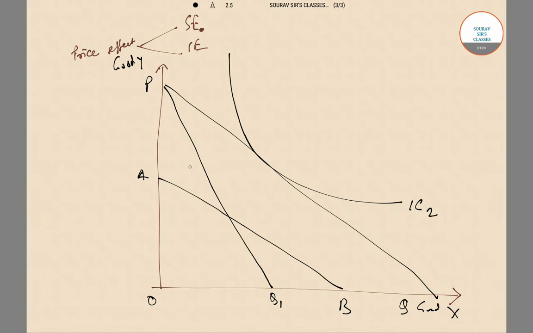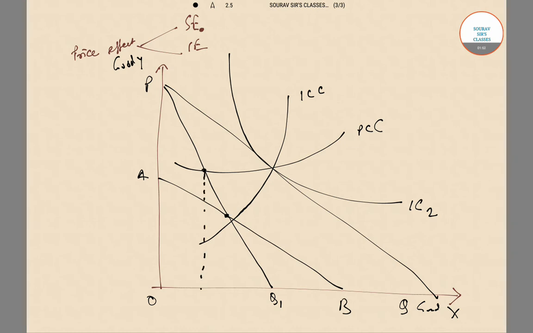Now this intersection point is nothing but going by this, which is the PCC, and now here is another curve which is ICC, or income consumption curve, and this is a price consumption curve. And remember that this is cutting it below this point. So from this point you get 1, and from this you get the second, and from the main intersection you get the third.